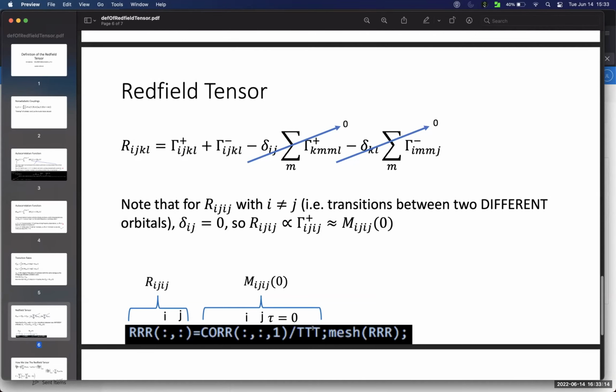We're just using basically this value, which is the equivalent of the autocorrelation function at time 0, because this is the ith orbital, jth orbital, and this is the time value. And since we're in MATLAB, the indexes start at 1. So this is the equivalent of time equals 0, tau equals 0. And this is just a normalization constant there, so you don't really need to worry too much about that. And so that's how we actually wind up getting the Redfield tensor out of our code.